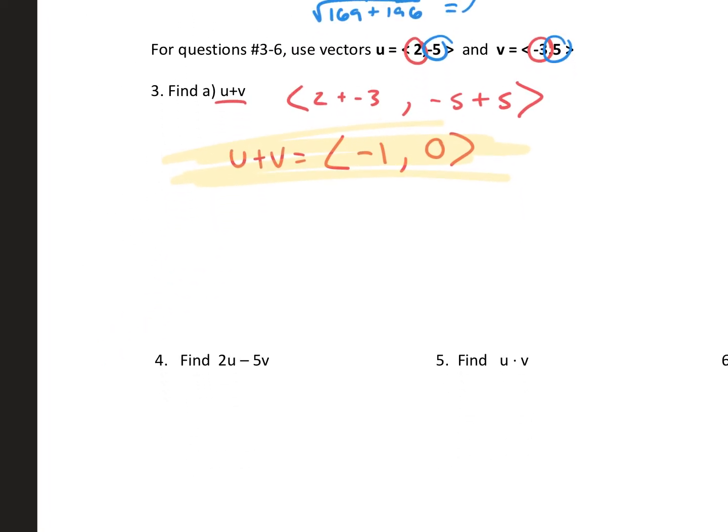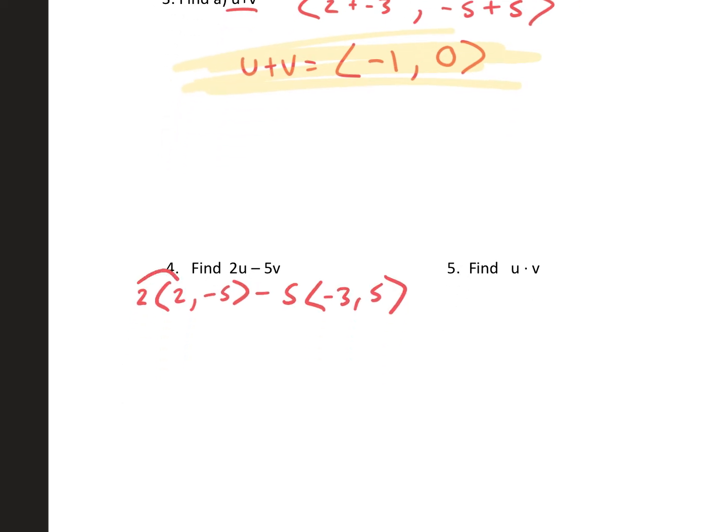All right, next. We're multiplying them by a scalar and subtracting. So always do the multiplication first. I have 2 times vector u, which is 2, -5, minus 5 times vector v, -3, 5. So when multiplying by a scalar, you have to distribute to both things in your vector. So this would be 4, -10, minus, I'm going to distribute the 5 and keep it a minus in the middle. But if you wanted to distribute the -5, you just have to change it to a plus in the middle. So this would be -15, 25.